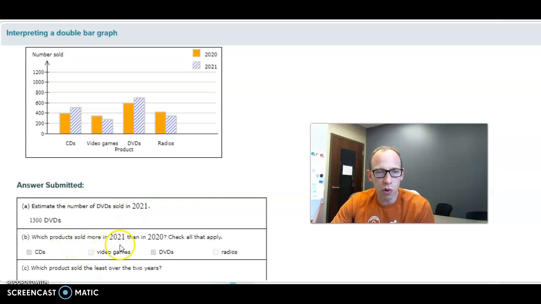Which products sold more in 2021? So where is our purple stripe bigger than the other one? Well, CDs and DVDs would be the two categories. Video games and radios went down in terms of sales.